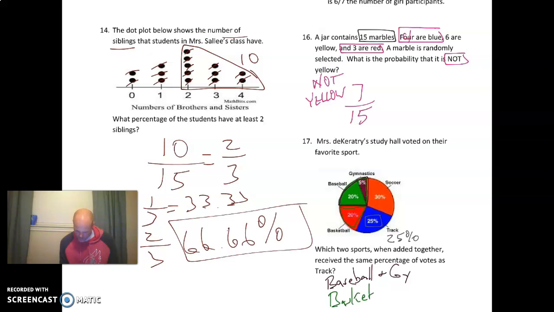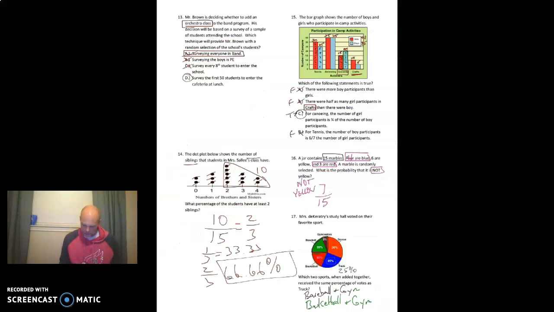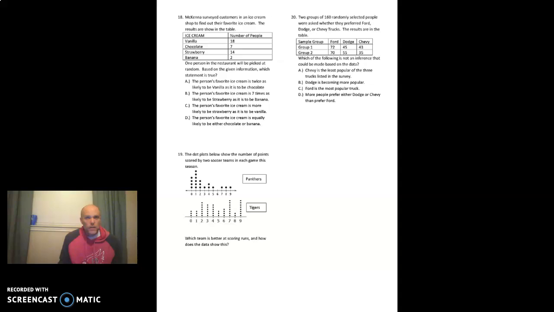Otherwise, that's an easy problem. Basketball and gymnastics. Okay? Don't overcomplicate it. Let's go to number 18. Only got 3 problems left, but they look kind of long, don't they?